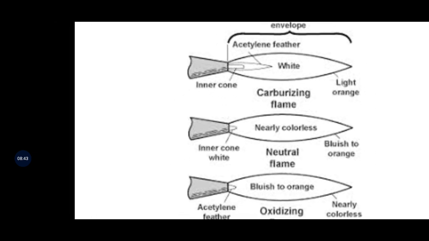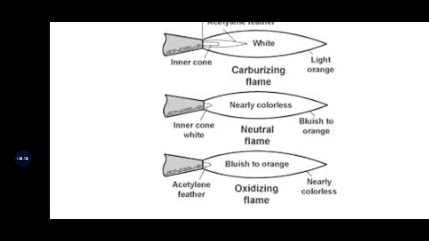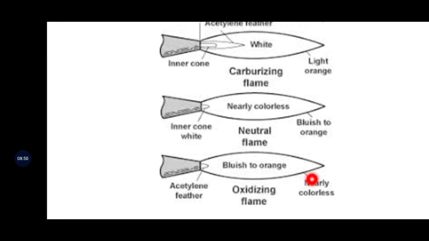The heat envelope is light orange, bluish orange, nearly colorless. The oxidizing flame will be nearly colorless, and the neutral flame is also nearly colorless. The carburizing flame is white in color and bluish to orange. So that is how we have to understand the flames here.